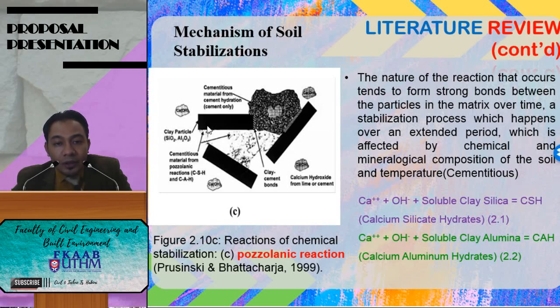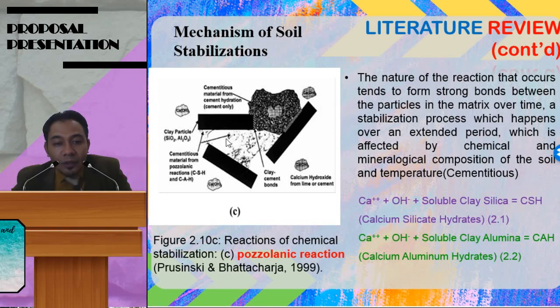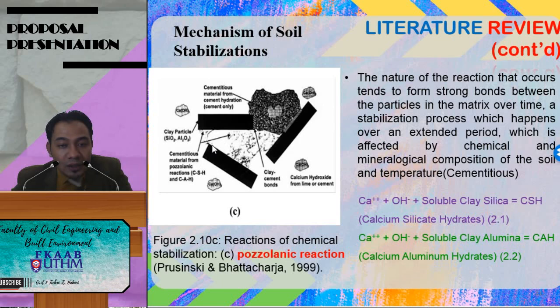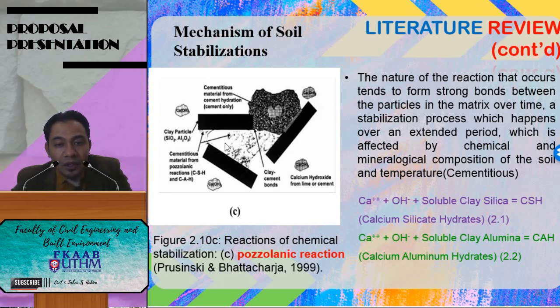So this is the black one. The black one is the clay particles, bonded by the cementation material from the pozzolanic reaction process. So the clay particle will be bound with cementitious material. This is from the cement stabilizer, and this is from the calcium-based calcium hydroxide. So the clay particle will be bound with the calcium silicate hydroxide.